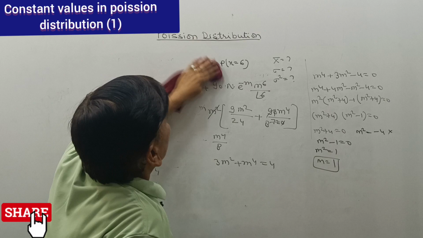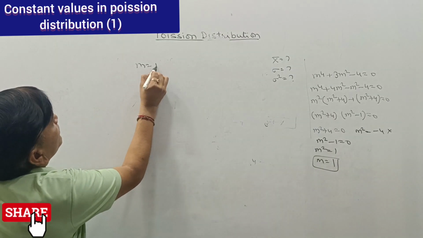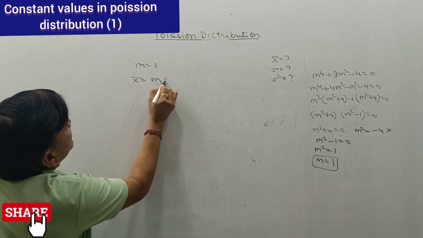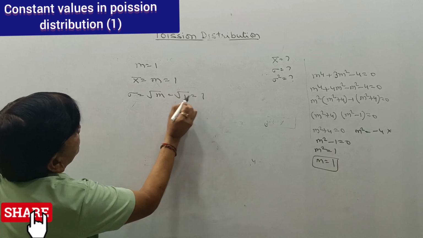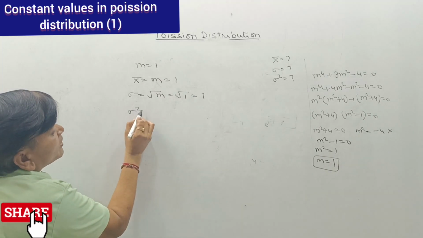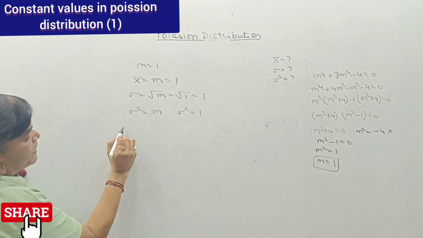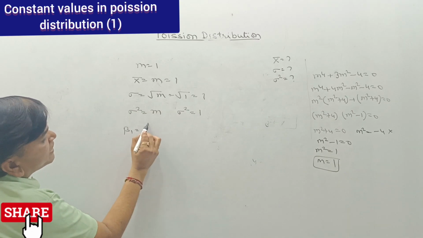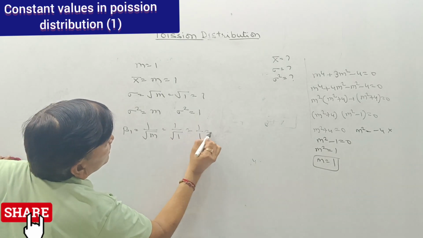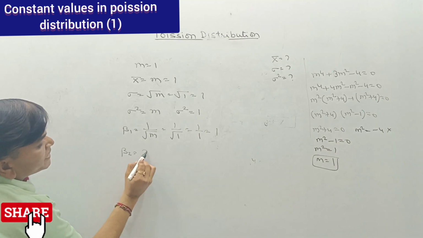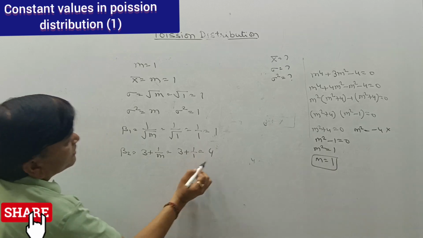Now we have got the value of m. So m is equal to 1. So x bar is equal to m is equal to 1. Standard deviation is equal to root m, that is root 1, that is also 1. Standard deviation square is m, so that is also 1. If they want beta 1, that is 1 upon root m, so that is 1 upon root 1, that is also 1. If beta 2 is required, it is 3 plus 1 upon m, so 3 plus 1 upon 1, that is 4.